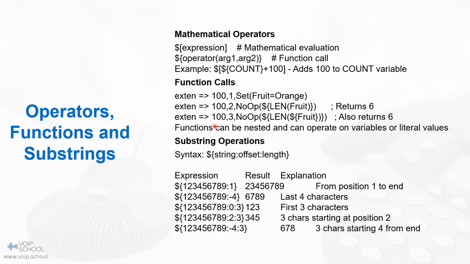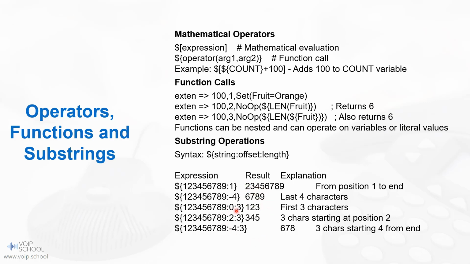Substring operations. This is very important, and we use it very often. So if we use colon 1, we remove one digit from the left side, and the result is 2, 3, 4, 5, 6, 7, 8, 9. If we use a minus, right, we are going to get the right side of the expression. So in this case, 6, 7, 8, 9.